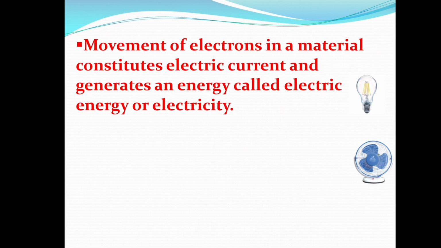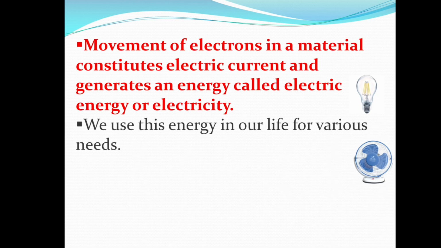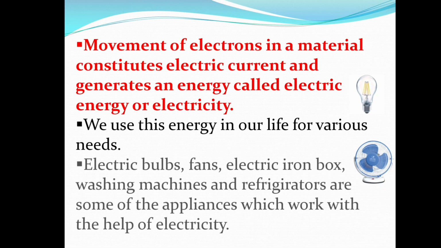Movement of electrons in a material constitutes electric current and generates an energy called electric energy or electricity. So what generates the electric energy? The movement of electrons. When the electrons are moving, they generate an energy, and that energy is called electric energy or electricity. We use this energy in our life for various needs such as electric bulbs, fans, electric iron box, washing machines, and refrigerators. These are some of the appliances which work with the help of electricity.